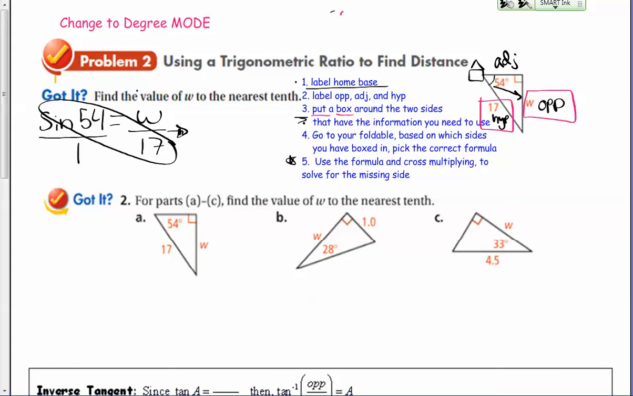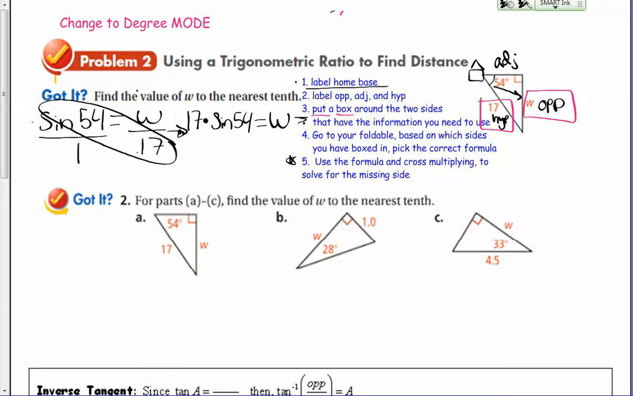And so once I know that that's a 1, I can use my cross multiplying skills. I'm going to use a little arrow here to go over. And so what I have then is 17 times the sine of 54. Now I need to be careful when I put this on my calculator. I always put the 17 first and then hit times the sine of 54. And once I type that in on my calculator, that's going to give me W. You should have changed your calculator to degree mode yesterday. If you didn't, you won't end up with the same answer as me.